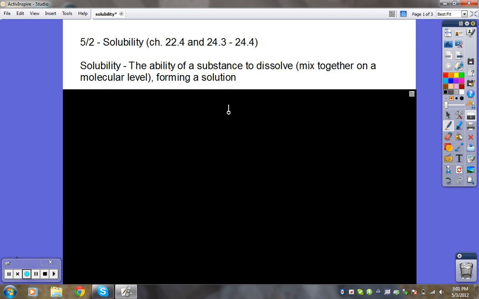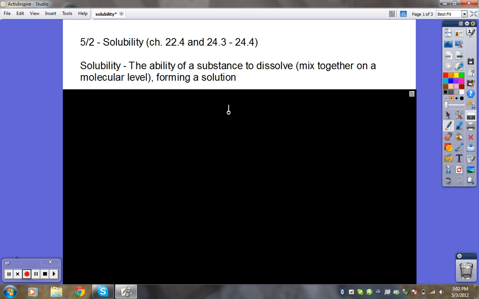When I say mix together on a molecular level, what I mean is if I dissolve sugar into water, first of all, I can't see the sugar anymore, but the reason I can't see it is because it's mixed so finely that individual molecules of sugar are scattered amongst the molecules of water. You don't have clumps of sugar, which would be a lot more molecules together, in which case you would be able to see it still. If you can see it, it's not dissolved. If it's dissolved, it's going to be mixed so finely you can't see it.